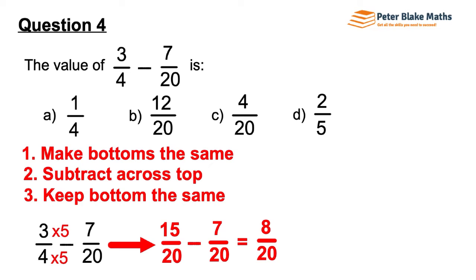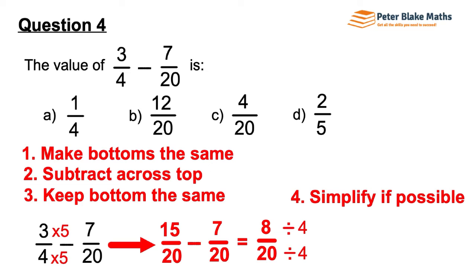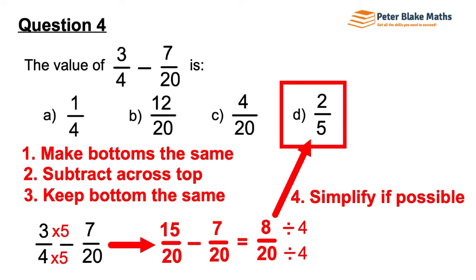Now our last step, we always need to simplify fractions if it's possible. So can we see a number that can go into 8 and 20? That biggest number that goes into each is 4. So we'll divide the top by 4 and the bottom by 4, we'll end up with 2/5. That's the option D in our question.